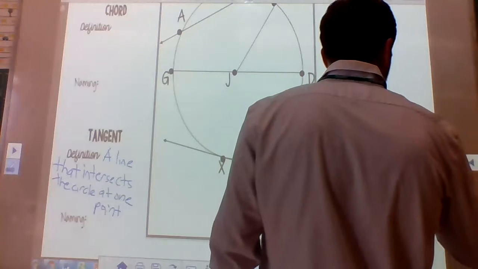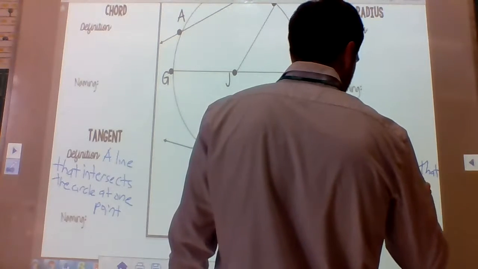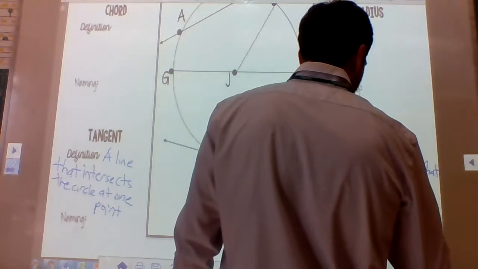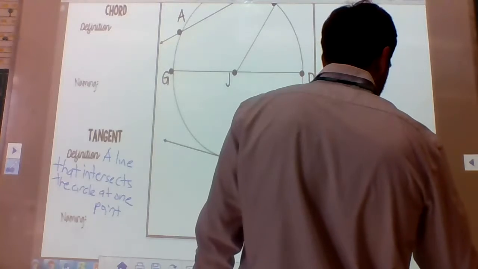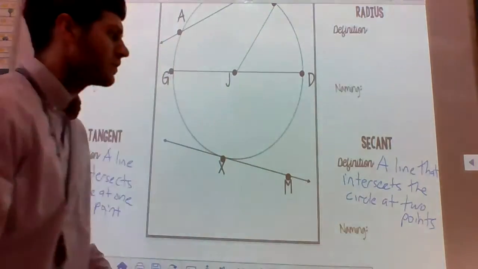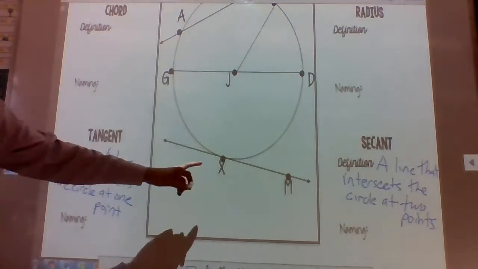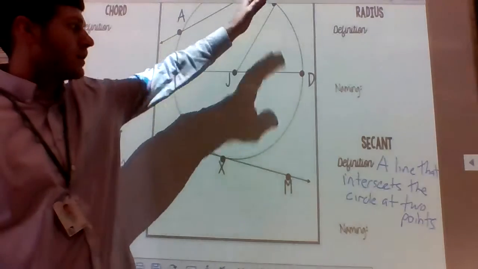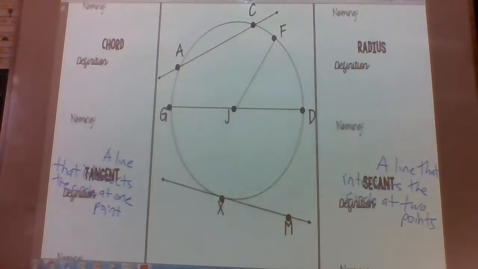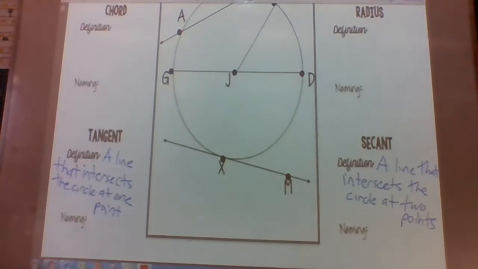that intersects the circle at 2 points. And so lines can not intersect the circle. They can intersect at 1 point, or they can intersect at 2 points. So if they intersect at 1 point, that's a tangent line.